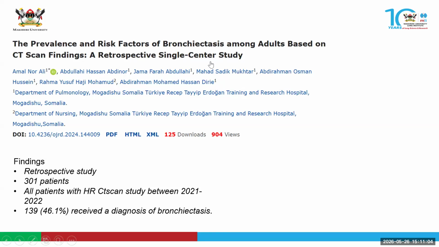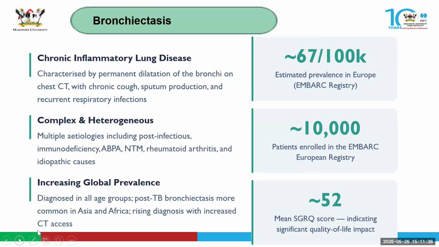So from the pediatrics, when it comes to adults, one study was also done in the far east of Africa, in Somalia, where they looked at patients who had undergone an HRCT study between 2021 and 2022. They found that close to 50% of these met the criteria for bronchiectasis.